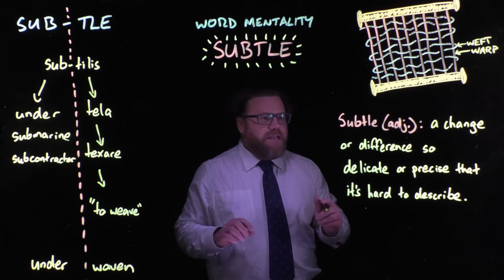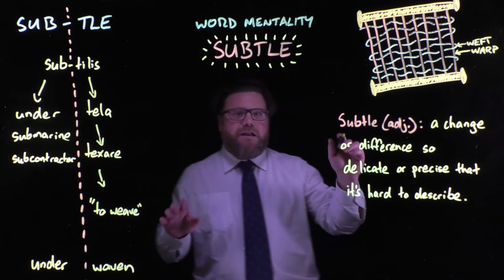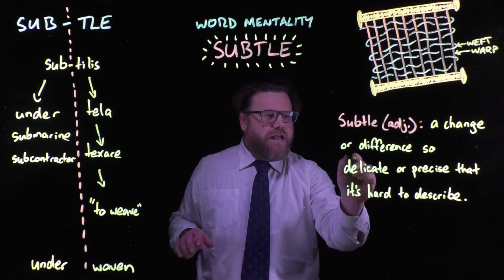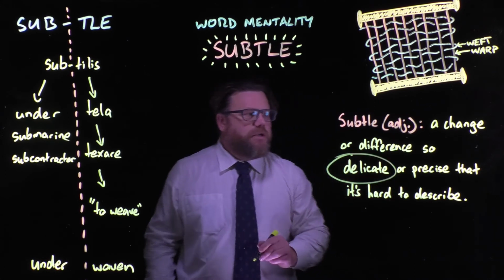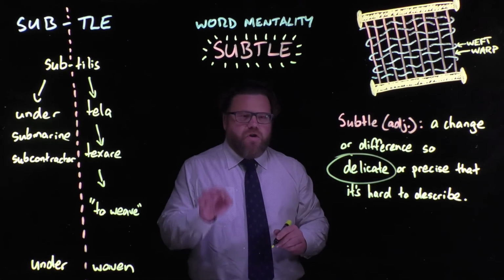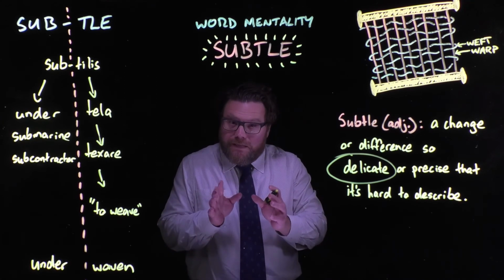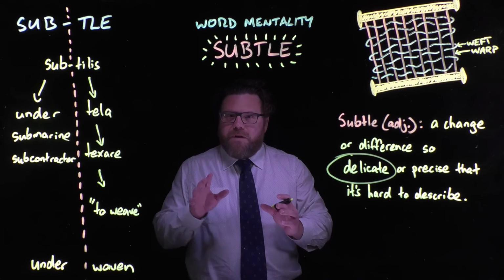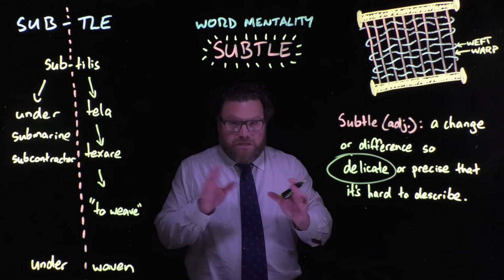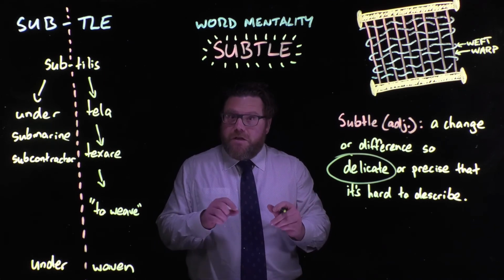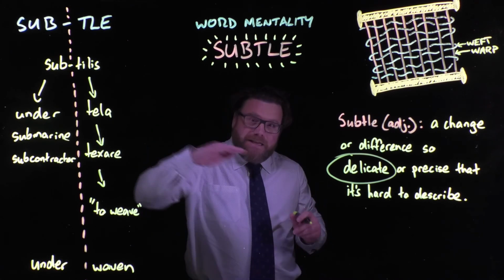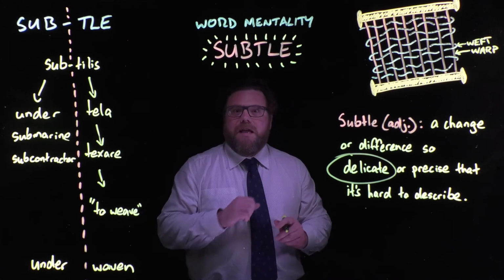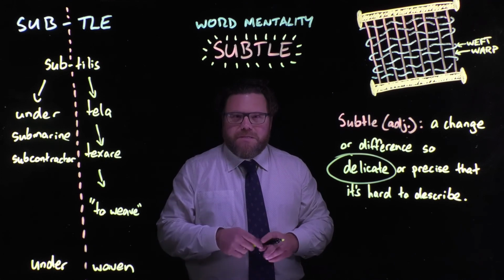And so you can see how we've got the link between that idea of something that's delicate and fine and our definition today, where we use subtle to talk about a change or difference that is so delicate that it's difficult to describe or analyse. So hopefully if you understand that definition and that story behind it, you'll remember that the sub means under, as in it's underwoven, and so you won't forget the B when spelling subtle.